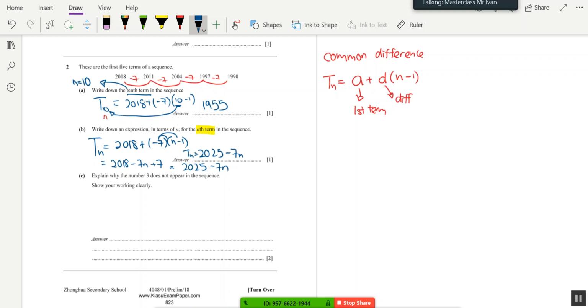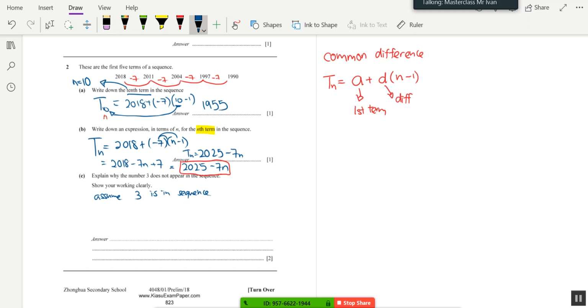So when they want the common difference, it is just this. Okay? Explain why the number 3 does not appear in the sequence. So now we have our Tn. This guy is our Tn. Which means that let's assume 3 is in the sequence.